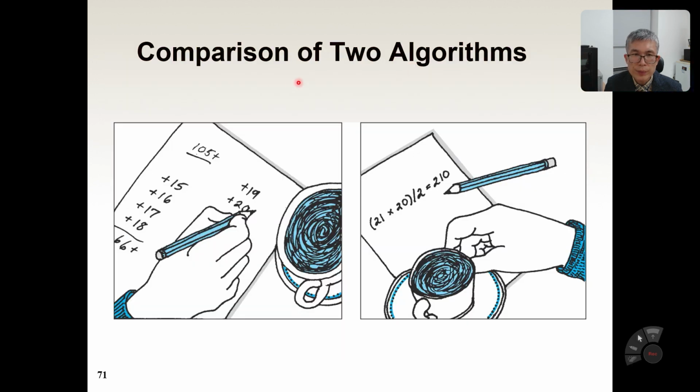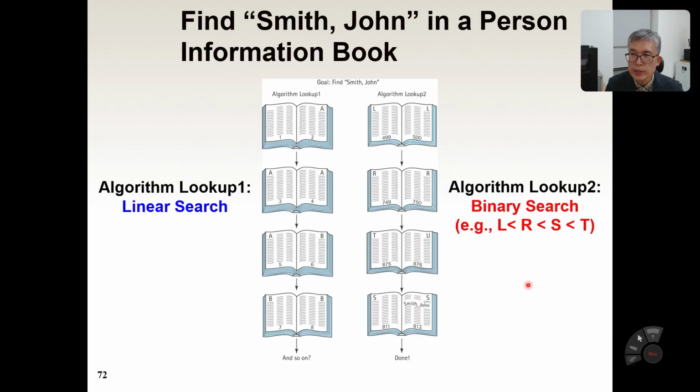So, a comparison of two algorithms. You can think of it this way: there is no time to take a coffee break, but using simple arithmetic like this, you can save time. You can have free time to have a coffee. So the right hand side is better.